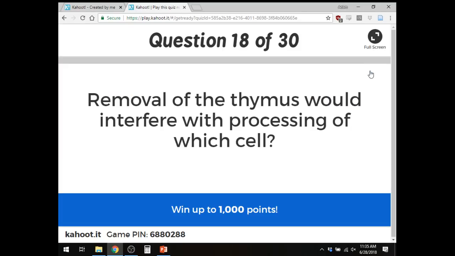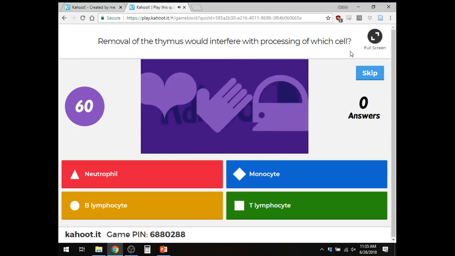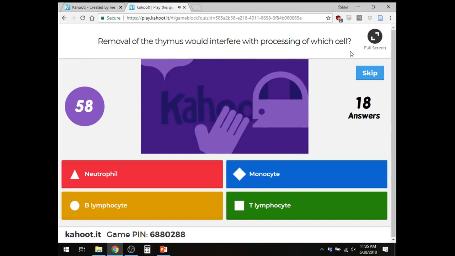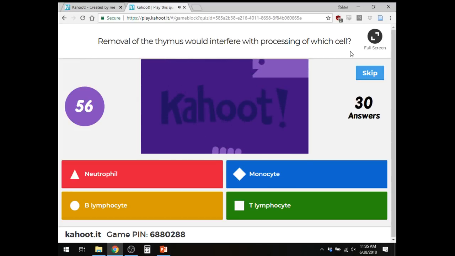All right. Removal of the thymus would interfere with processing of which cell: monocytes, neutrophils, B lymphocytes, or T lymphocytes? What do you think?